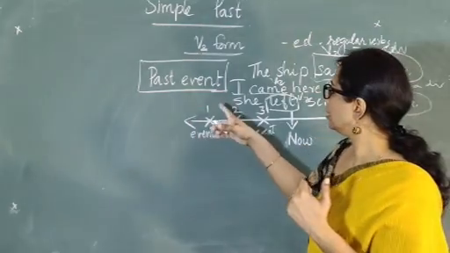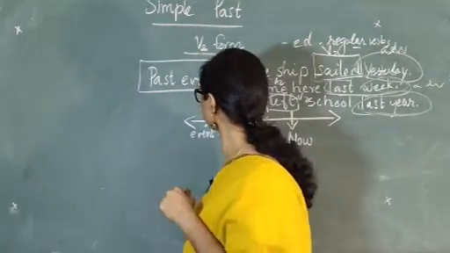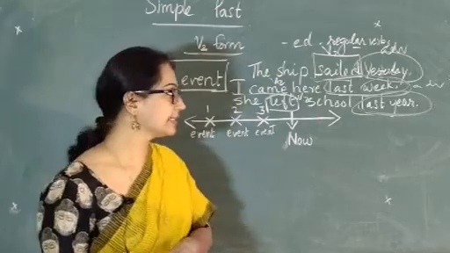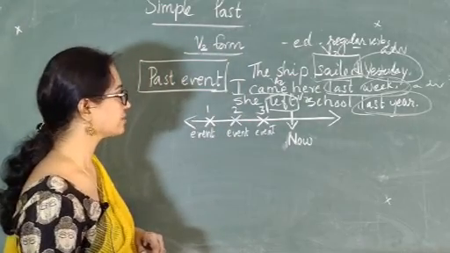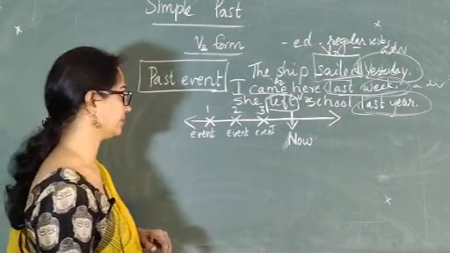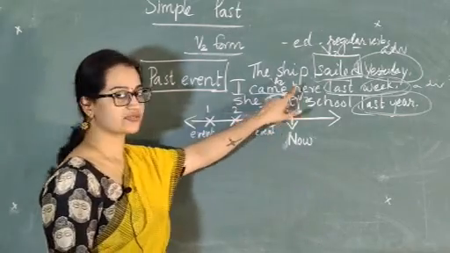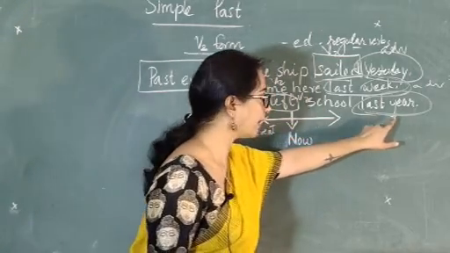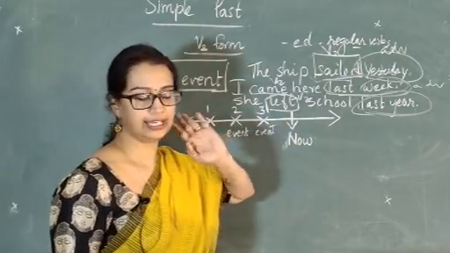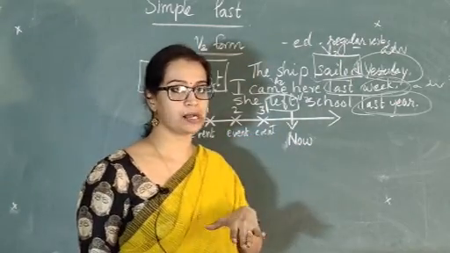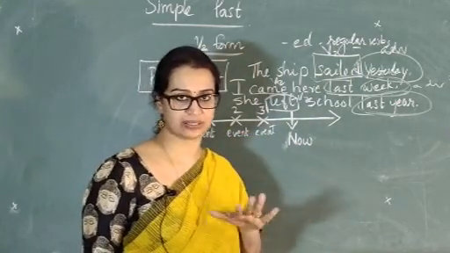So the past event: the ship sailed yesterday, I came here last week, she left school last year. So the verb is normally followed by what? Adverb of time. Clear? And it shows what? It shows a past action completed.